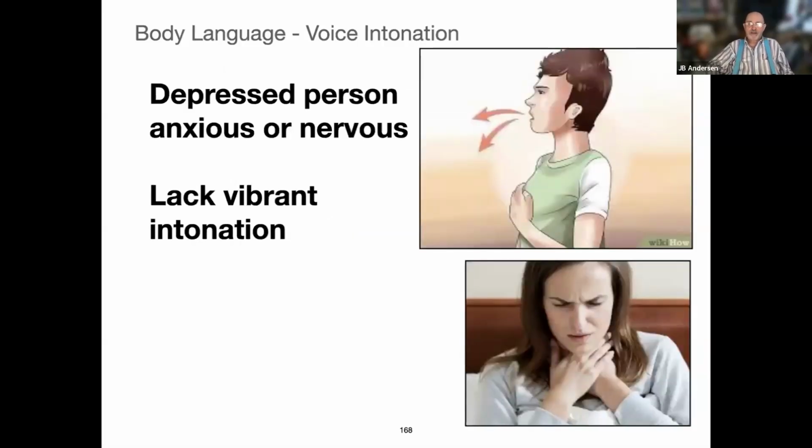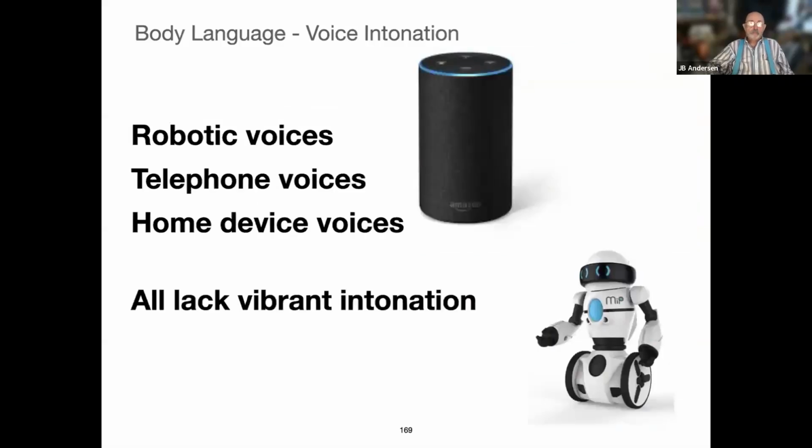Depressed person, anxious, nervous person, voice usually lacks intonation. Voice is more like this, and it's just, oh yeah, okay, well, that sounds okay. Robotic voices, such as on the telephone or on an Amazon Echo or robots, home devices like that, they all lack vibrant intonation.